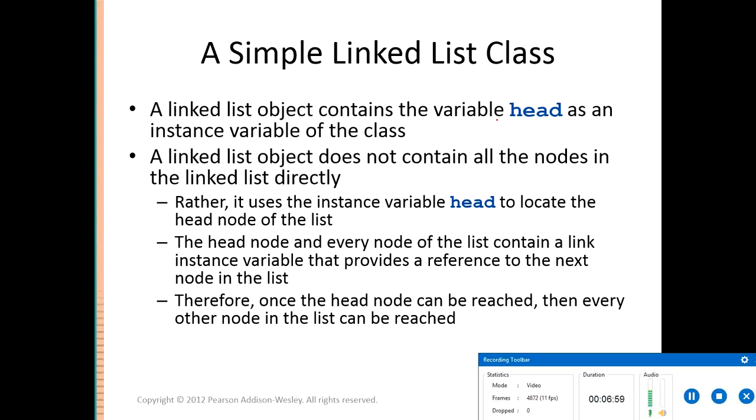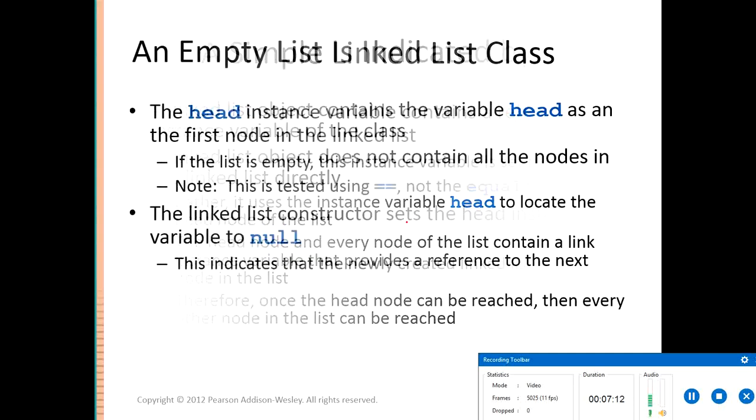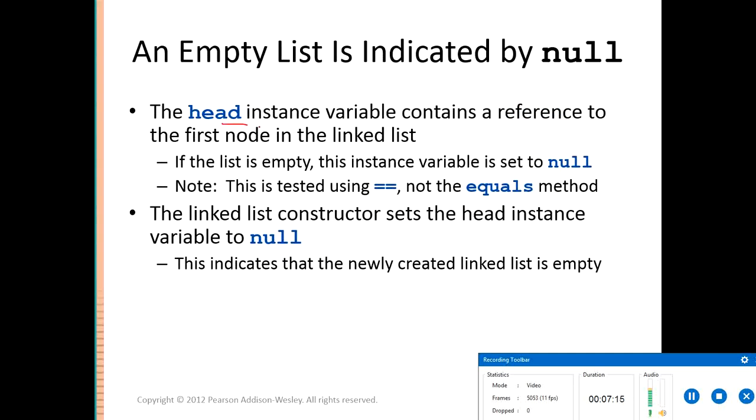A linked list object contains the variable head as an instance variable. A linked list object does not contain all the nodes in the linked list directly. So variable head is used to locate the head node of the list. The head instance variable contains a reference to the first node. So it contains the reference or the link to the first node. If the list is empty, the instance variable is set to null, and we can test it by using an equal to operator or not equals method. The linked list constructor sets the head instance variable to null, which indicates that the newly created linked list is empty.